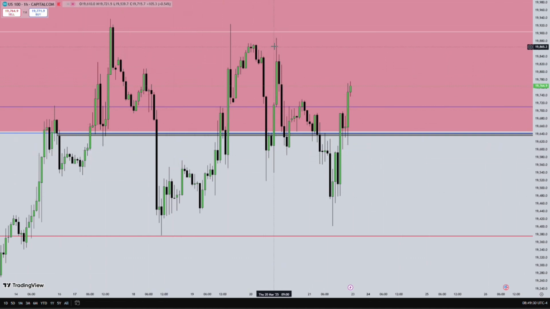Right now, I'm aiming for the buy side because price has been trading lower, took out the sell side, created a break of market structure, a displacement on the hourly chart, and now in my mind it is aiming for the buy side. So all the sell side liquidity that we can see here has been taken out.